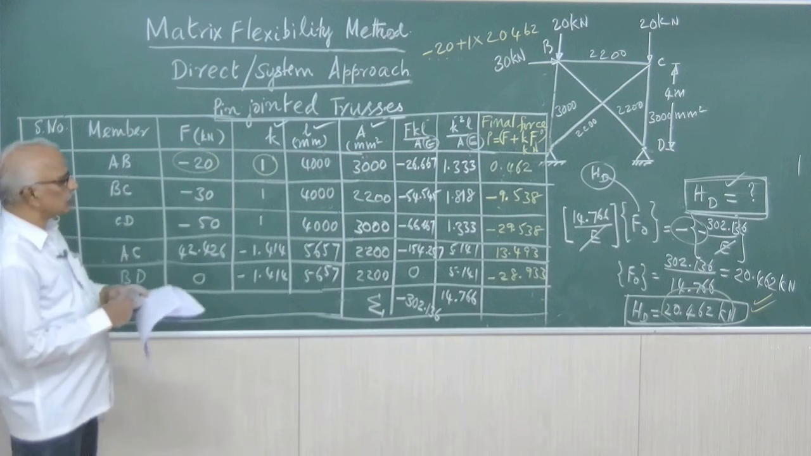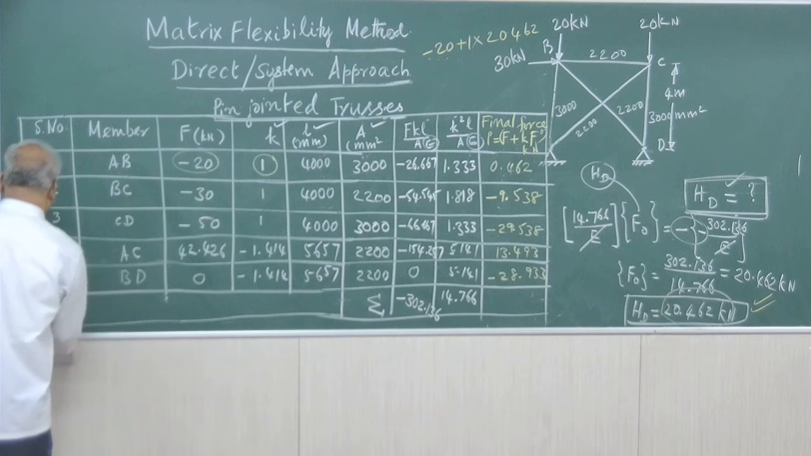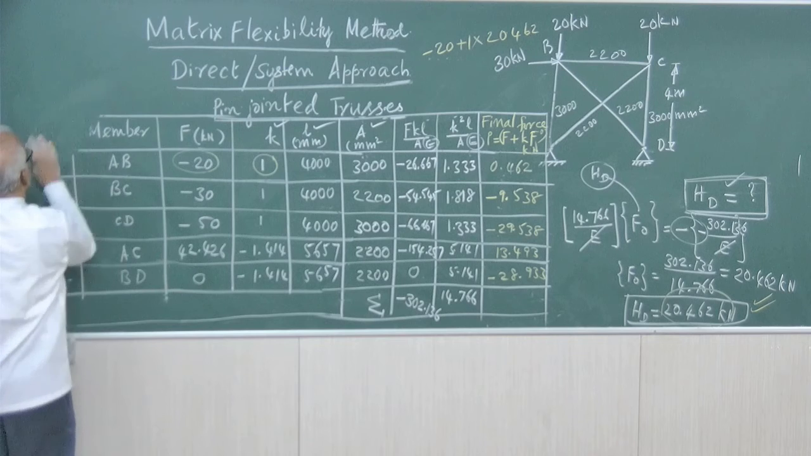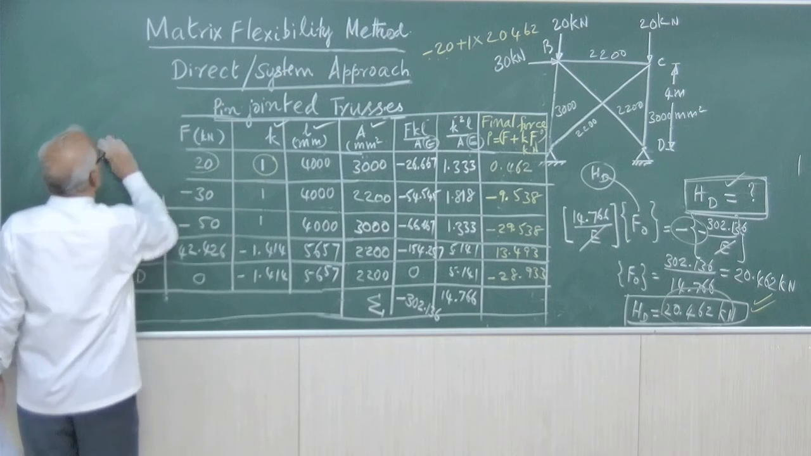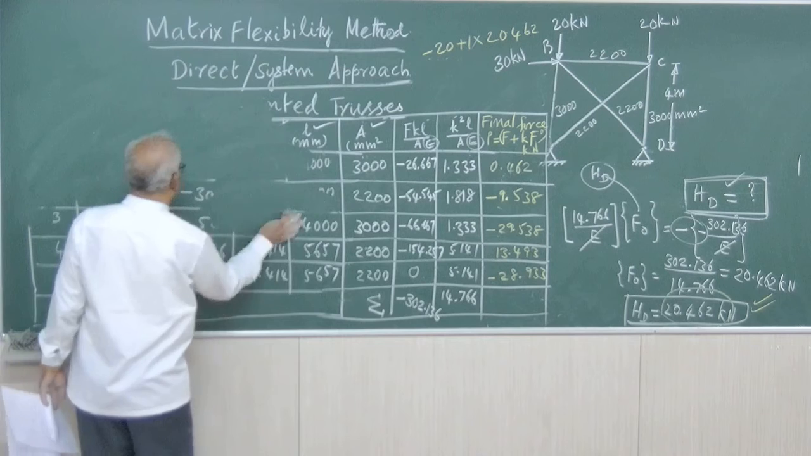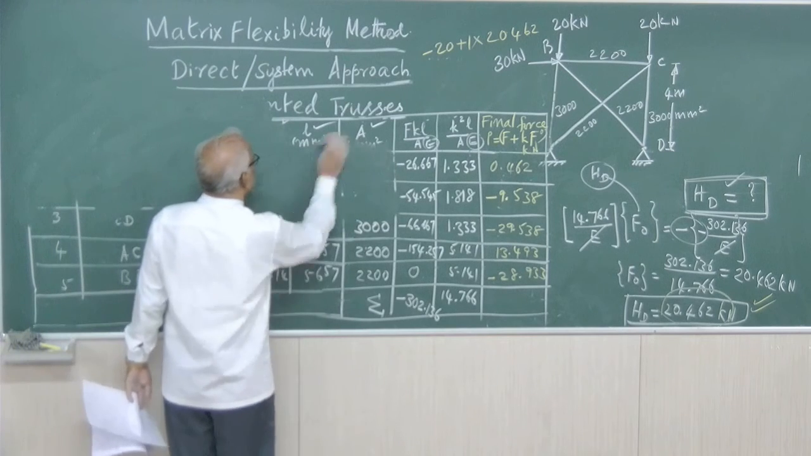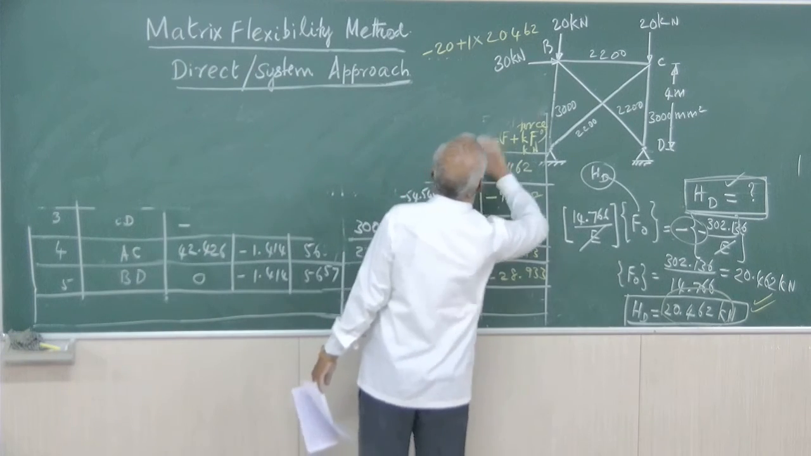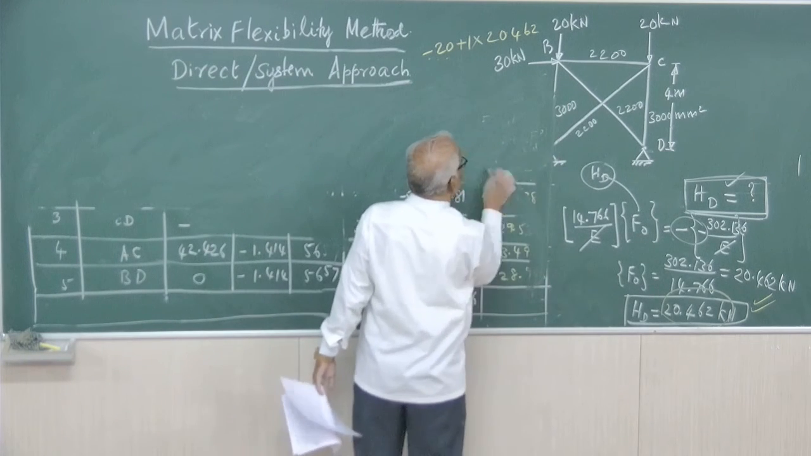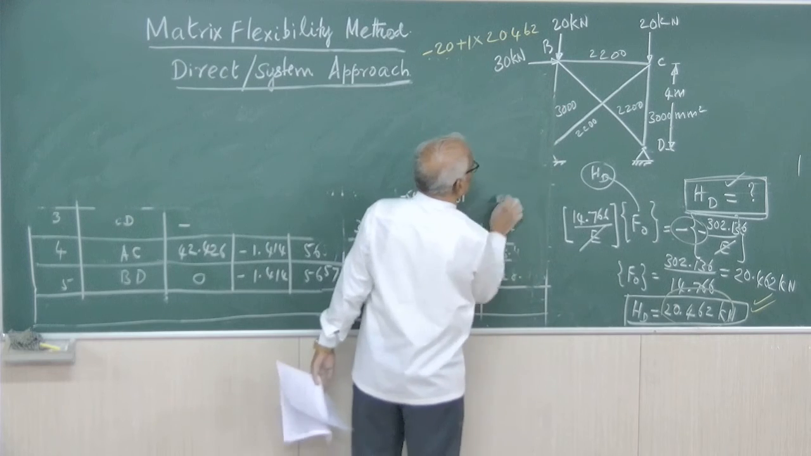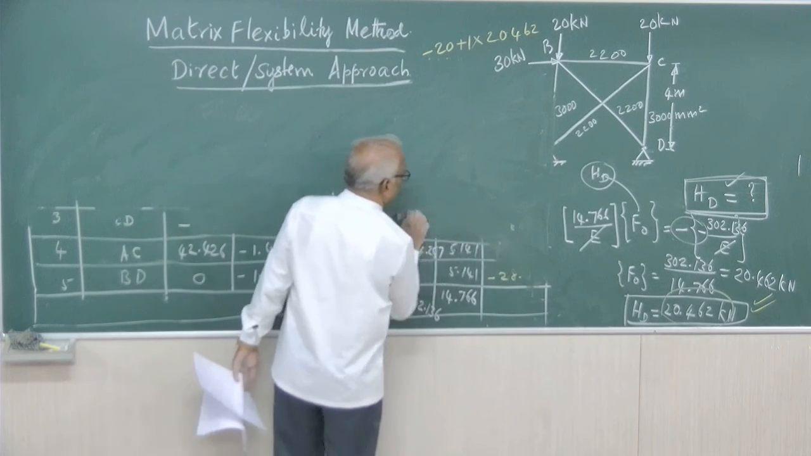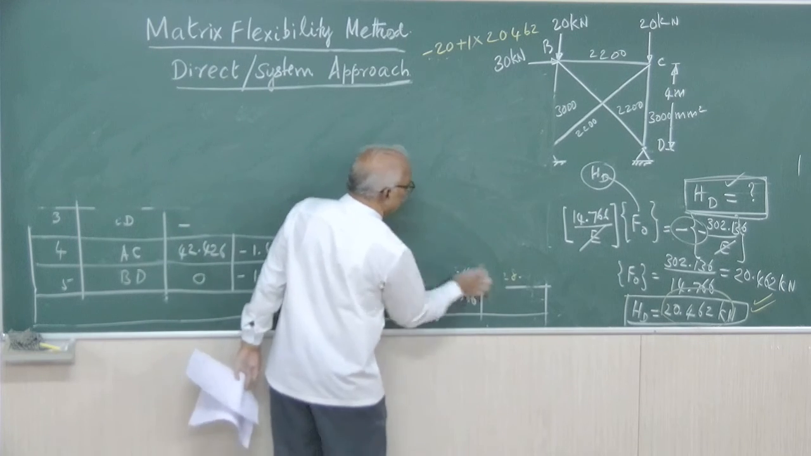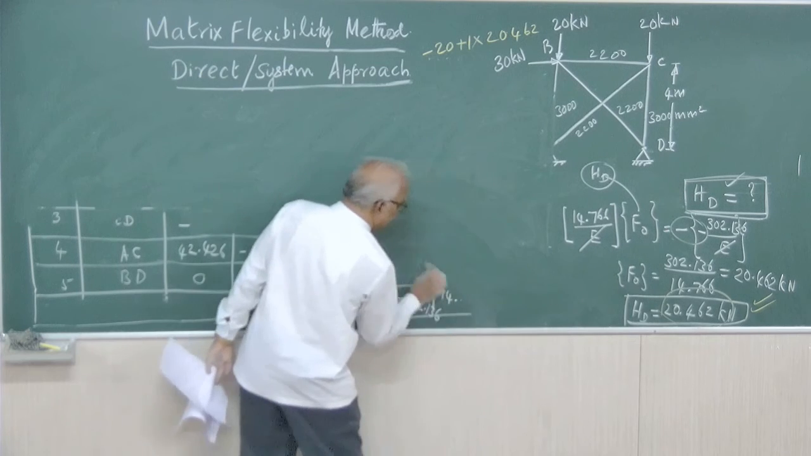So, that is how we have to analyze a truss with external redundancy by the direct approach of the matrix flexibility method. With these two problems, one with internal indeterminacy and one with external indeterminacy, we can solve problems, but I have solved only elementary problems. I have not taken 2 degrees redundancy, 3 degrees redundancy, etc. 2 degrees will take some more calculations.